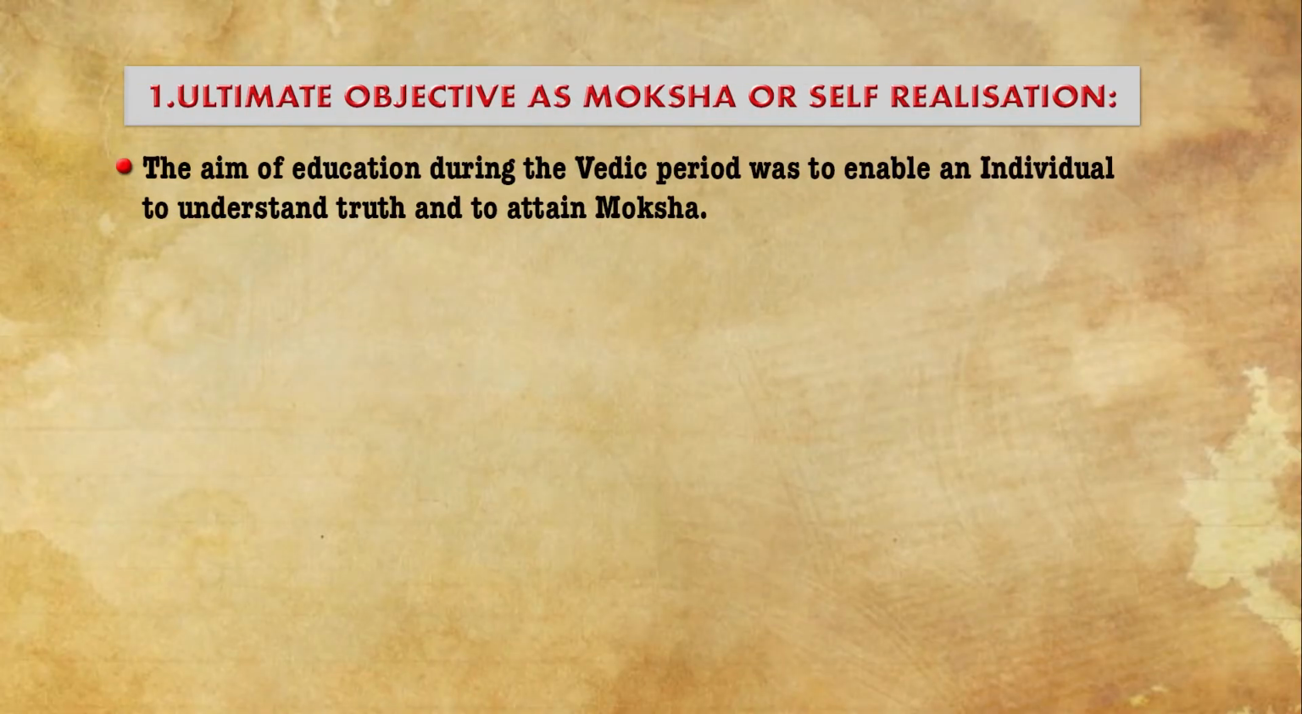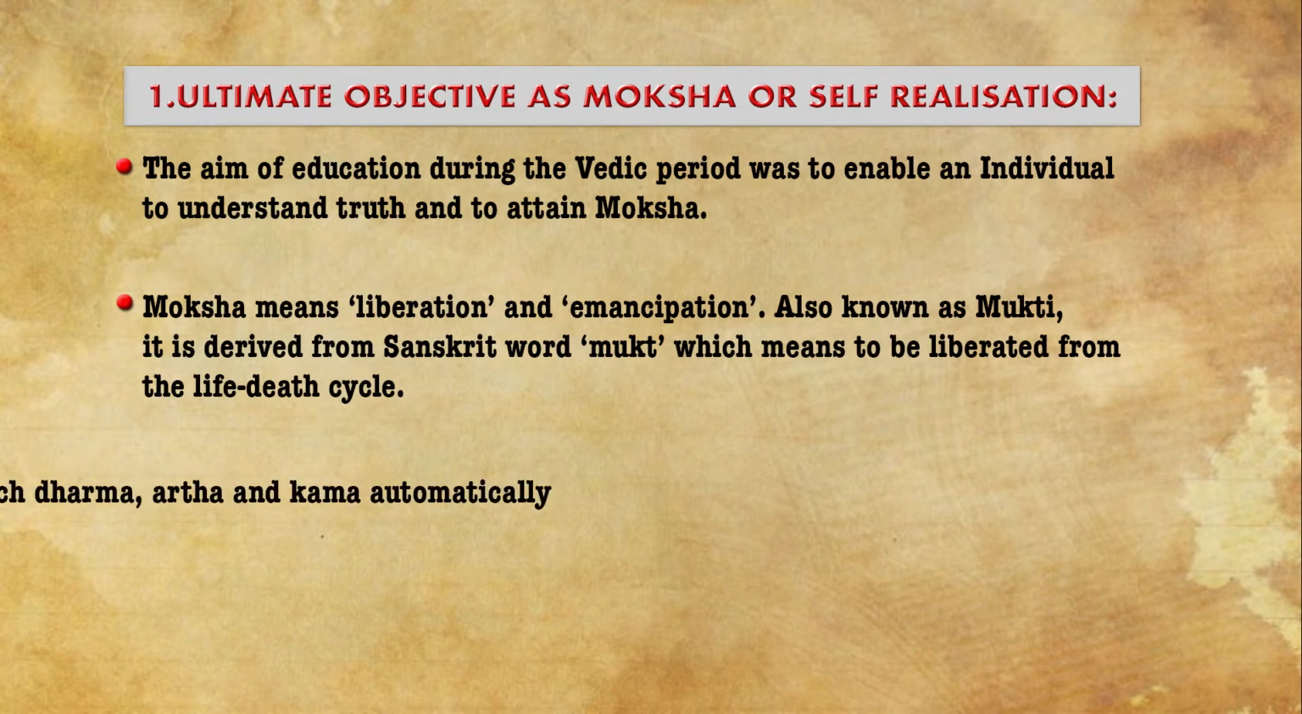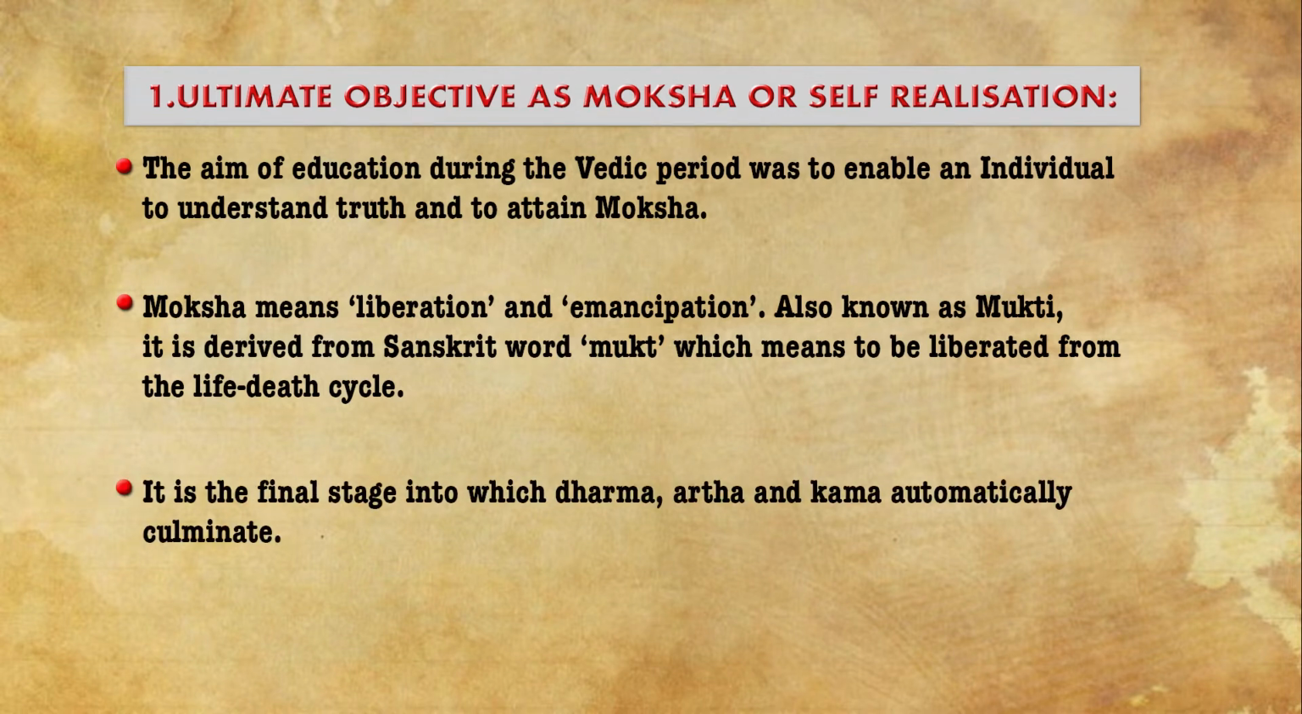The aim of education during the Vedic period was to enable an individual to understand the truth and to attain moksha. Now, what is moksha? Moksha means liberation and emancipation. Also, we can say it is known as mukti. Mukti is derived from a Sanskrit word mukt, which means to be liberated from the life-death cycle. It is the final stage into which dharma, artha, kama automatically all culminate.